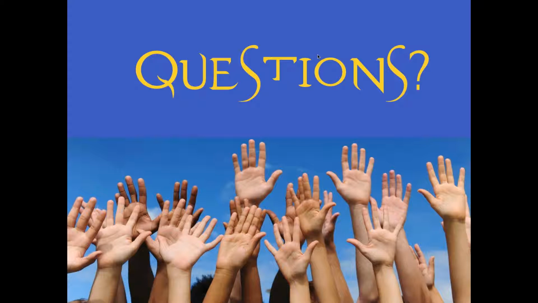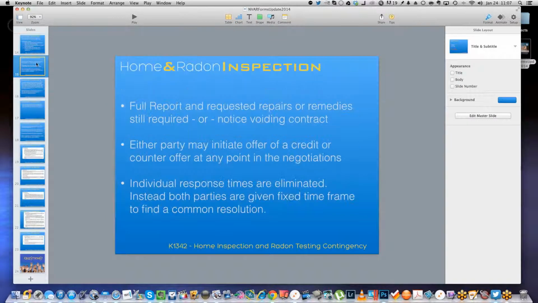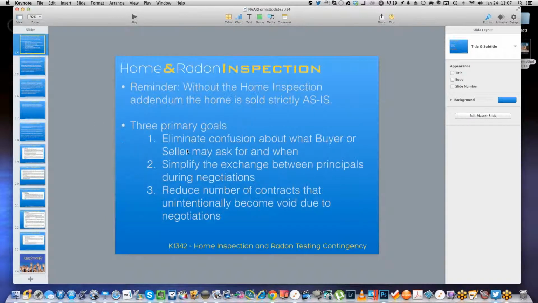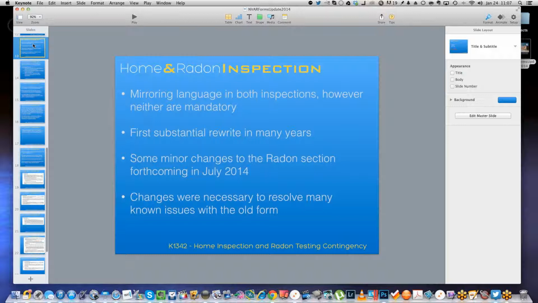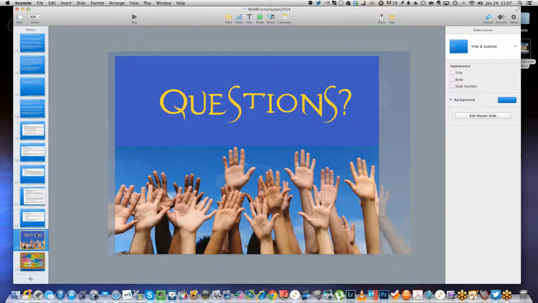Okay, so now that's it for the changes for the January change. July will have some more. You may have noticed, for those who are reading the screen, there were a couple of tweaky word things that weren't consistent in the home inspection and radon inspection. If any of you got early releases, you saw that. That's been fixed. We've fixed those clerical issues now so that they mirror each other exactly.